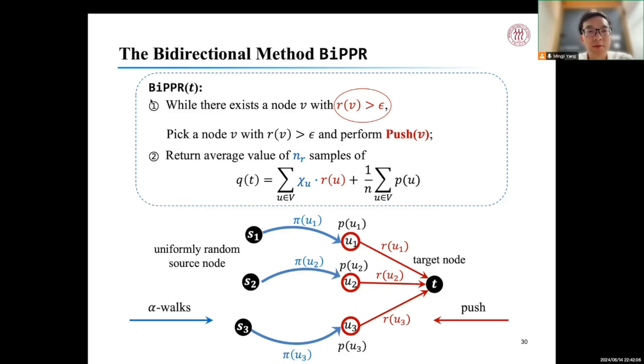Its process is divided into two phases. The first phase is exactly the approx contributions algorithm, and the second phase is Monte Carlo sampling. In approx contributions, the goal is to reduce the residues of all the nodes to be below a parameter epsilon. So, as long as there exists a node v in the graph whose residue is larger than epsilon, the algorithm picks such a node and performs push operations on it. And in the second phase, BiPPR generates NR samples of the bidirectional estimator, and then it returns the average value of these samples as the final estimate for pi t.